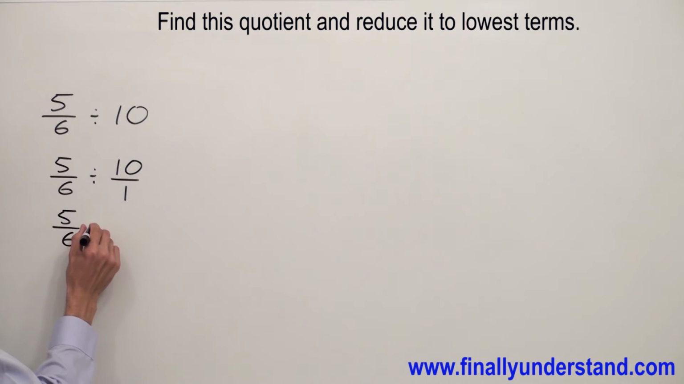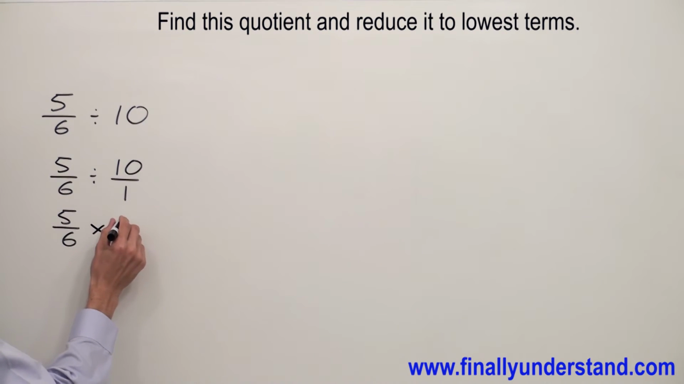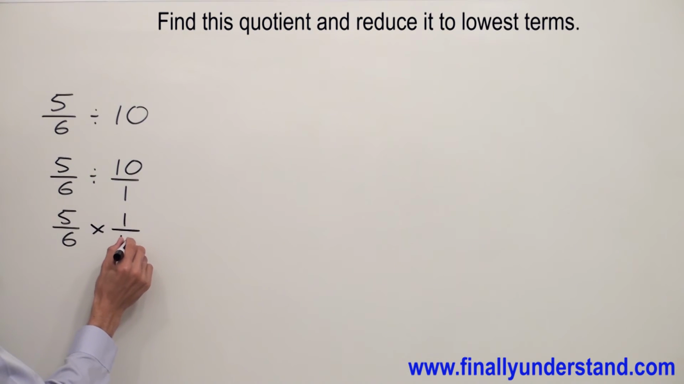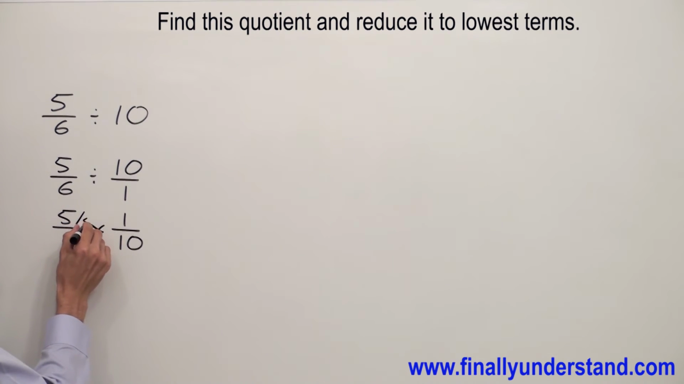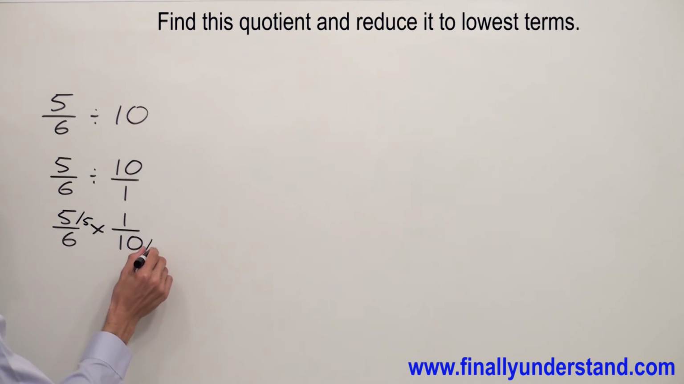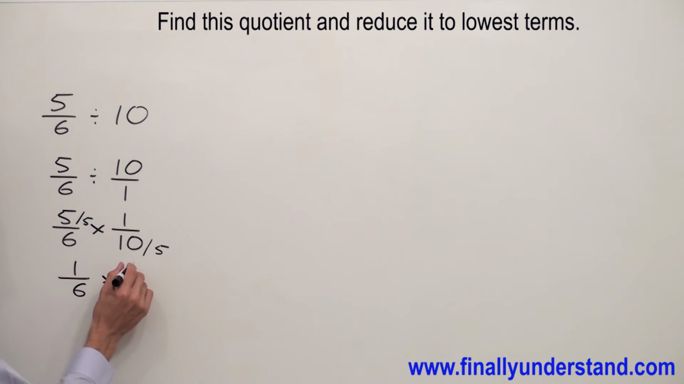Division I have to change to the multiplication and find the reciprocal of the second fraction, which I have 1 over 10. You have to check if you can reduce any numerator with any denominator. I have 5 and I have 10. I can reduce 5 by 5, and 10 I can also reduce by 5. 5 divided by 5 is 1 over 6 times 1 over 10 divided by 5 is 2.